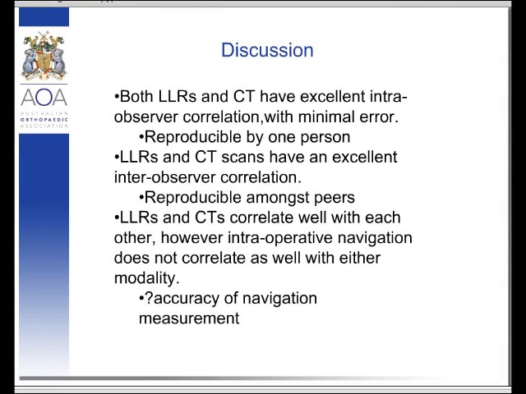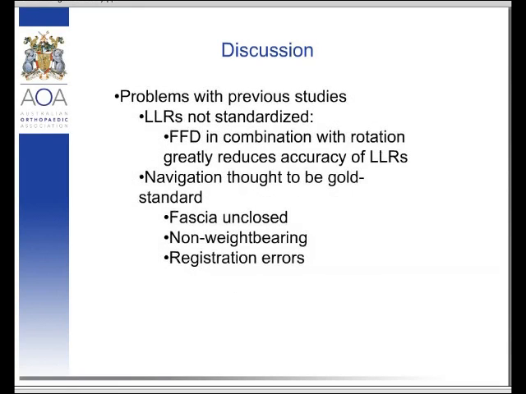Looking at the previous studies, they've all had some limitations. Their major limitation being that their long-leg radiographs were never quite standardized. We know from previous studies that any fixed flexion deformity, especially combined with rotation, greatly reduces the accuracy of long-leg radiographs. They also thought navigation to be the gold standard, but we know that when we're measuring alignment using navigation, the fascia is generally not closed, the patient is not weight-bearing, and it's prone to registration errors. The computer is only as good as the points we give it, and especially with points like the ankle, these can sometimes be quite off.